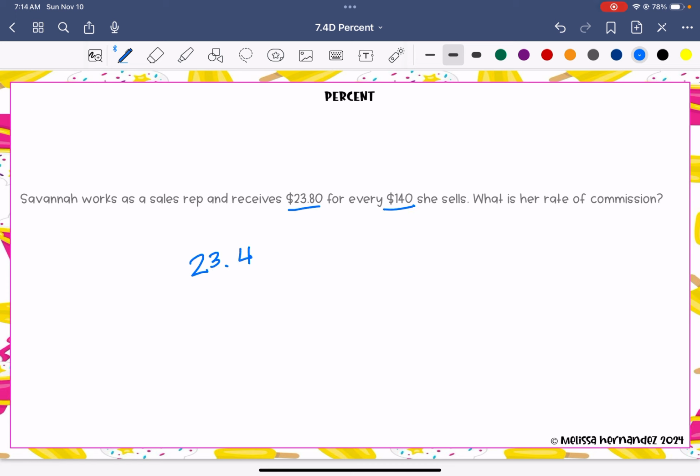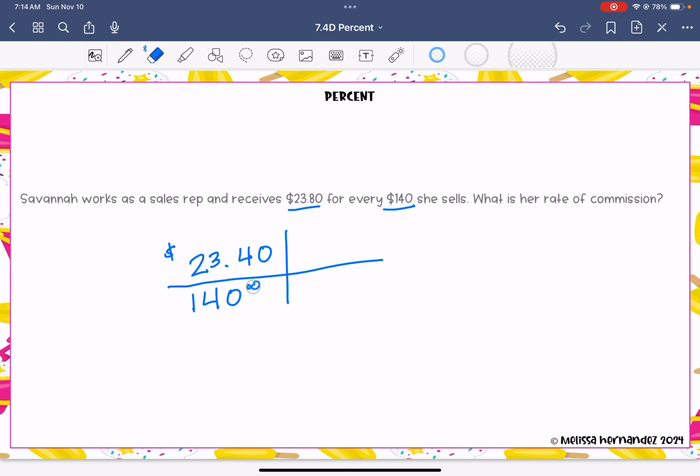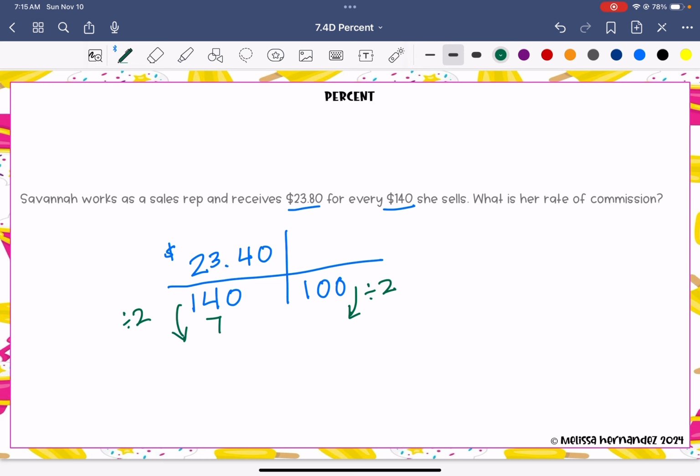And this is why I look at percent just as part and total. So this is the part that she receives out of the total of 140. As I've said over and over, percent is out of 100. So 100 will go here. So I'm going to simplify. Like I said before, it's not necessary, but I try to just work with smaller numbers. You don't have to. Scale down, that becomes 70. This becomes 50. Scale down by 10.